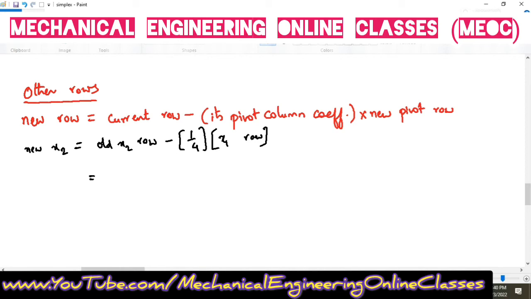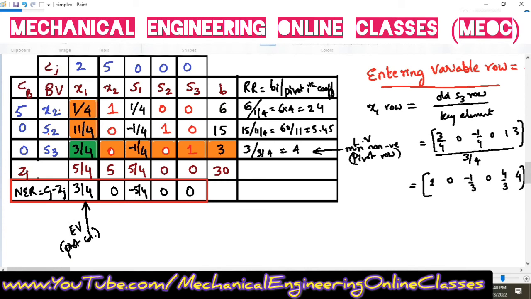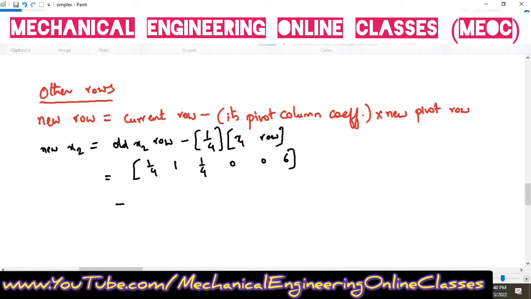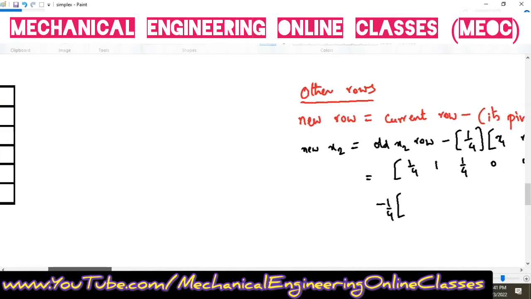So here it is. Old x2 row is nothing but here 1 by 4, 1, 1 by 4, 0, 0, 6. That is the old x2 row. Minus 1 by 4 into x1 row, which is 1, 0, minus 1 by 3, 0, 4 by 3, 4. That we'll write here.